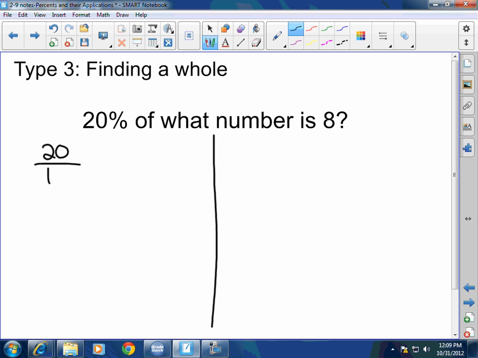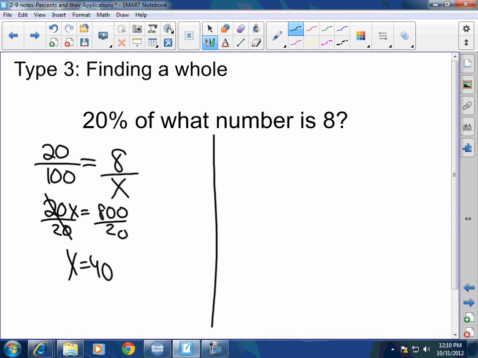20%, right? And over 100 equals is over of. What's the is? What's the is? 8. What's the of? For the person who said the is was x, do you see where you screwed up? Okay, this is 20x equals 800 divided by 20. X is going to equal 40. Very good, gentlemen. That's not a percent, so we don't put a percent sign.